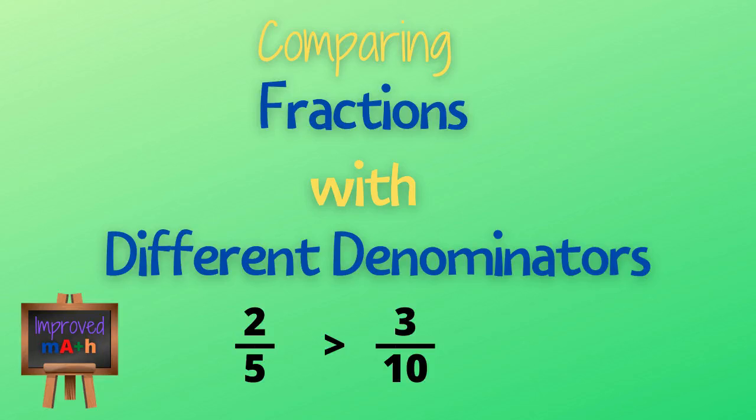Today we're going to talk about how to compare fractions with different denominators. We will go over 3 methods you can use to compare fractions. We will convert fractions to equivalent fractions. We'll use cross multiplication. And finally, we can look at the decimal value to decide which fraction is greater.